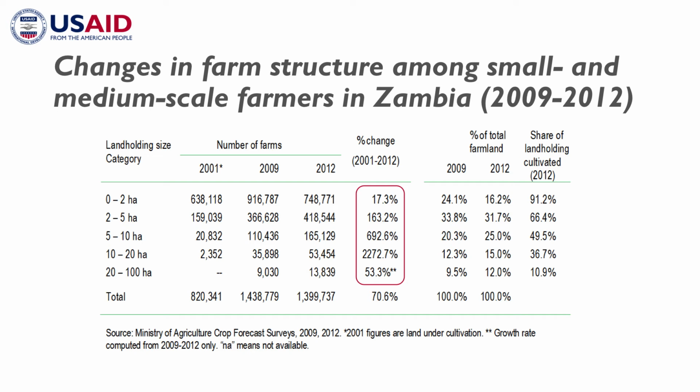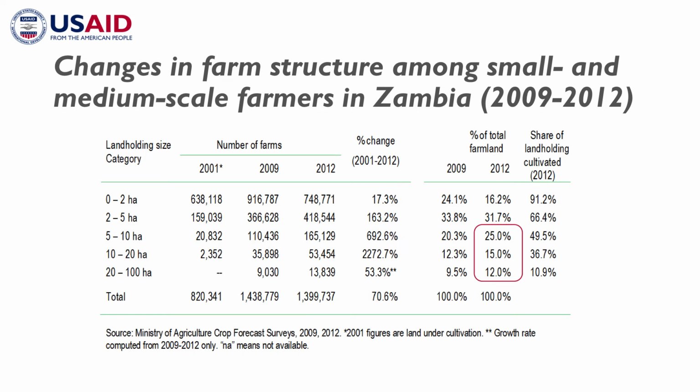But if you contrast that with farms between 10 and 20 hectares, they rose from roughly 2,000 farms in 2001 to 53,000 farms in 2012. So that's a huge multiple increase. And then farms between 20 and 100 hectares, well, they weren't even recorded in 2001, but now there's already 14,000 of them by 2012. So they're also rising at a rapid pace. The Zambian government doesn't record changes in farms over 100 hectares, but from anecdotal evidence, we believe that that is rising very rapidly as well.